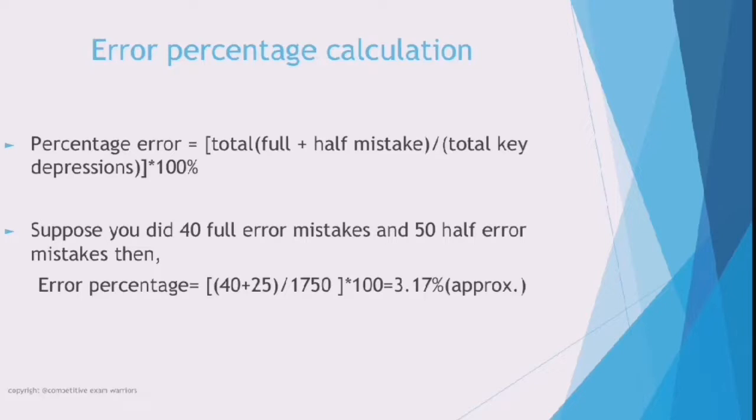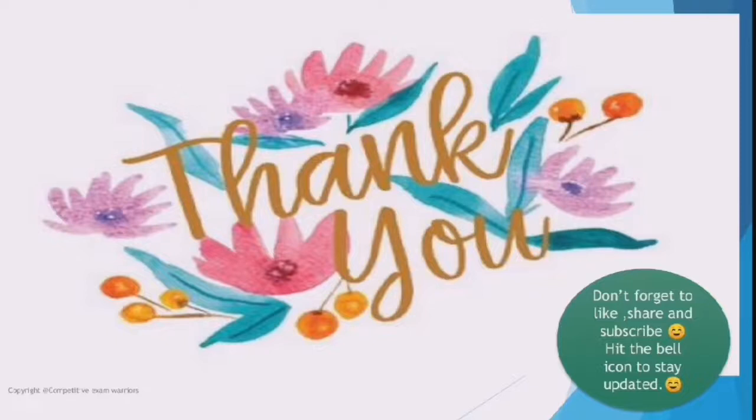Suppose you made 40 full error mistakes and 50 half error mistakes. Just to show you how to calculate it: 40 plus 25 is 65, and the whole thing will be divided by 1750 and multiplied by 100, which gives you a result of 3.71%. So I think you have clearly learned how to do error percentage calculation in this video.